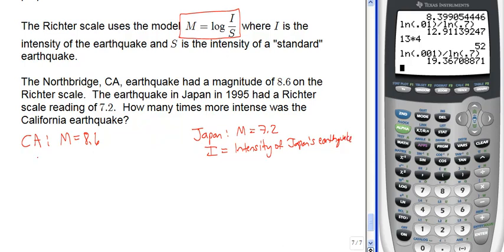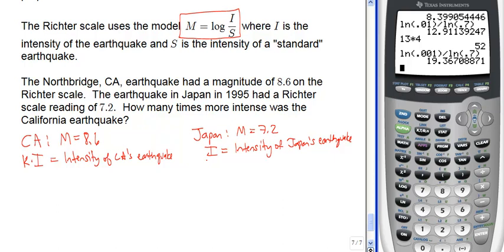And I'm going to let the intensity of California's earthquake be some constant times the intensity of Japan. So look at how I'm defining this. I'm trying to be a little bit strategic here.